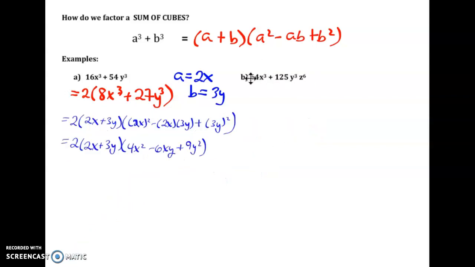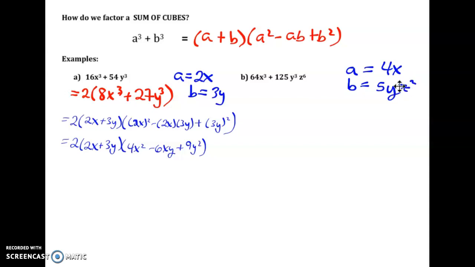Okay, so for the next one here, we'll find the a's and the b's, and then I want you guys to pause the video and give it a try yourselves. So for the a, if we take the cube root of 64x cubed, we would get 4x. And then if we take the cube root of 125, we get a 5. If we take the cube root of y cubed, we get a y. And if we take the cube root of z to the power of 6, we get z squared.